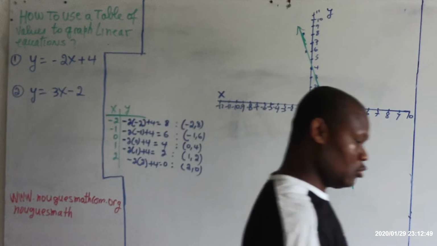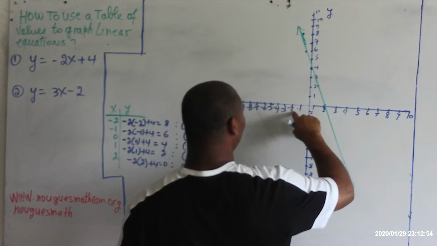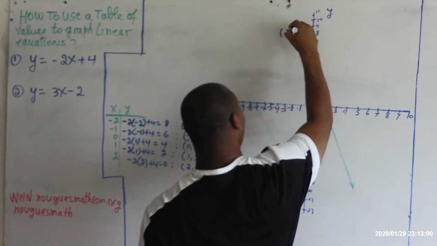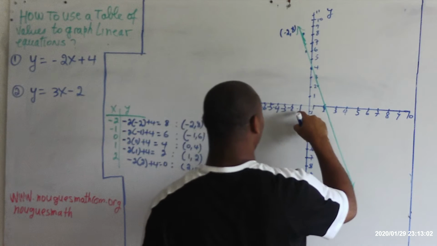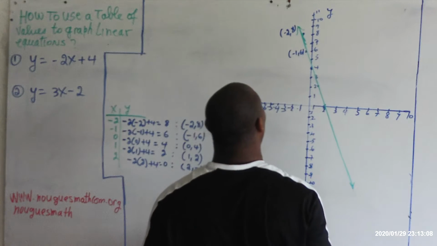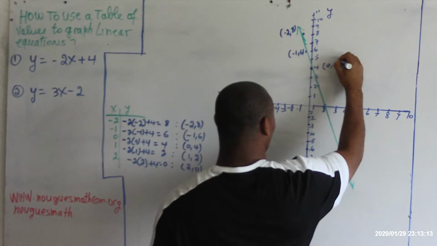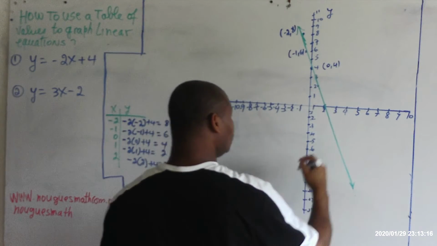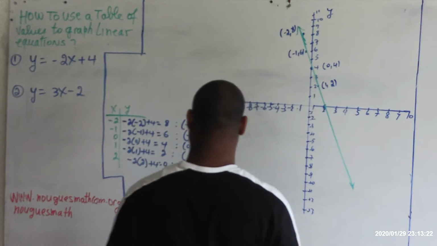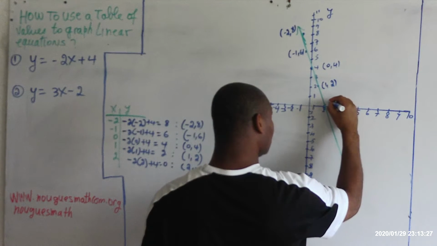So we can place the points, students. Let's see. Negative 2, 8. You can place the point. Negative 1 and 6, over here. 0 and 4. 1 and 2. 2 and 0 right here.